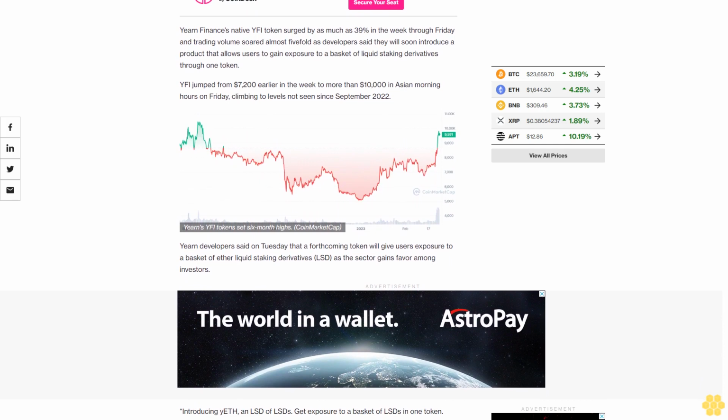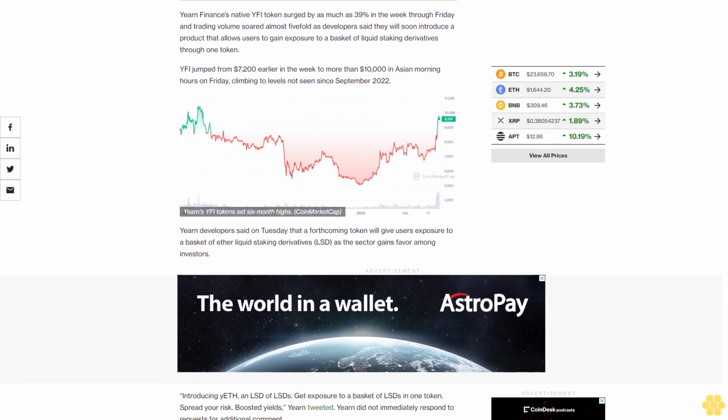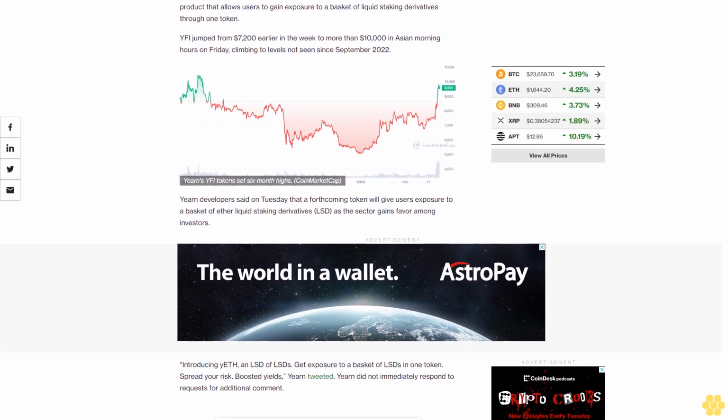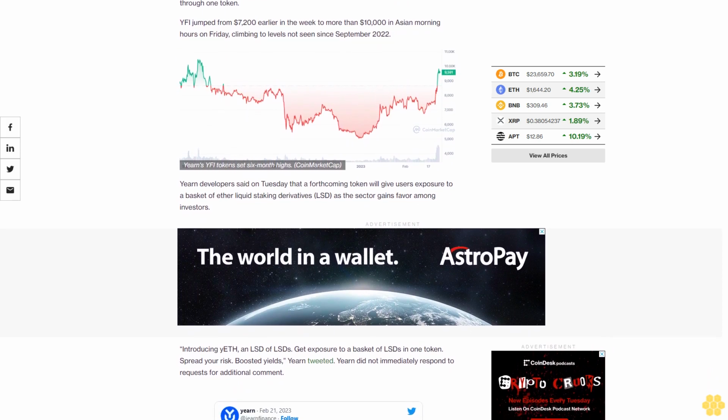"Introducing YETH, an LSD of LSD. Get exposure to a basket of LSDs in one token. Spread your risk, boosted yields," Yearn tweeted. Yearn did not immediately respond to requests for additional comment.